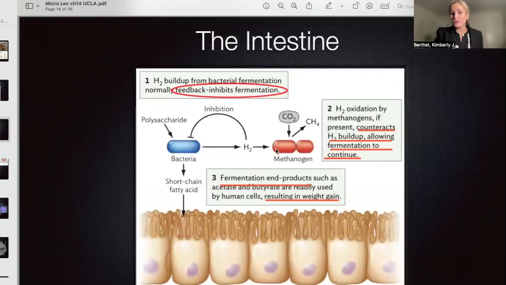As maybe a problem. And here we see methanogens. What they actually do is they take this hydrogen gas, that buildup of the hydrogen gas, and essentially they break it down. So they're counteracting this buildup of hydrogen gas. If we don't have a buildup of hydrogen gas, we never have that negative feedback inhibition. We can't stop the fermentation. If we don't stop the fermentation, we're continuously making more and more calories. So these are our short chain fatty acids that are continuously being made as a continuous fermentation process, and that can cause us to gain weight.